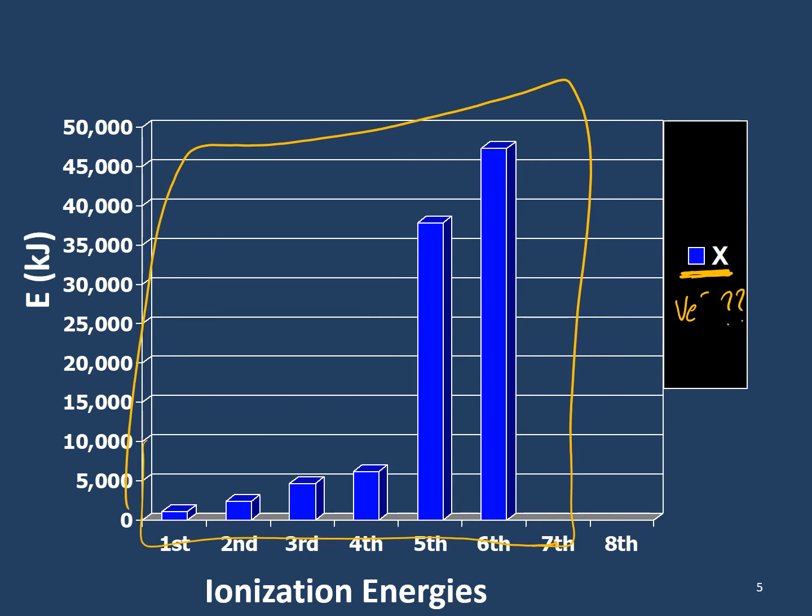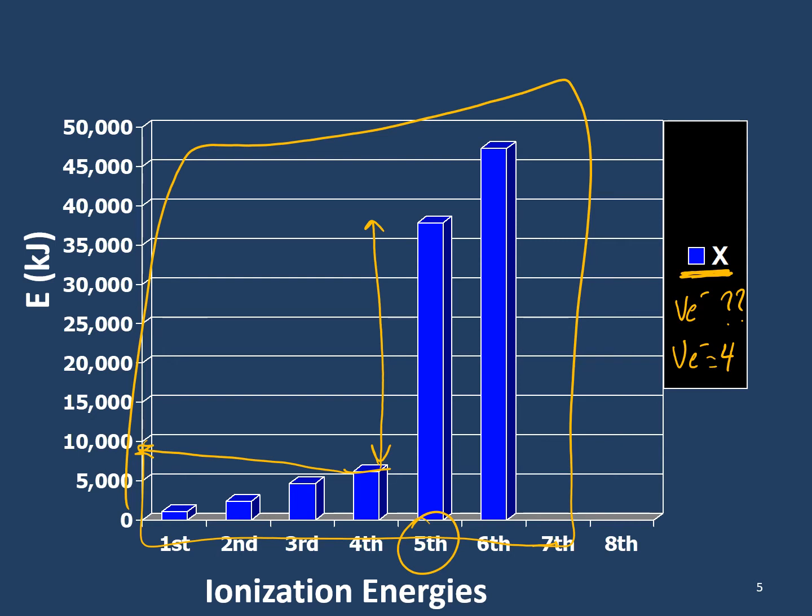And we can see that because between 4 and 5, there's this huge jump between those two ionization energies, that 4 must have been the last valence electron. And this fifth electron that we're removing is non-valence. This tells me that the number of valence electrons in whatever this element is, is 4.